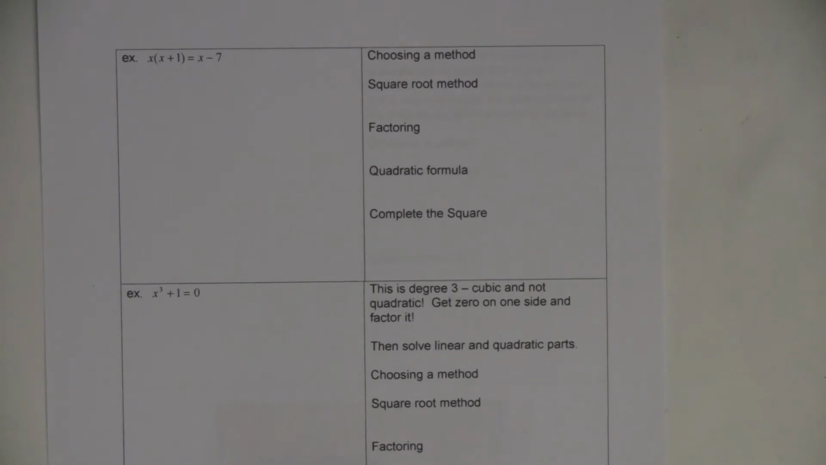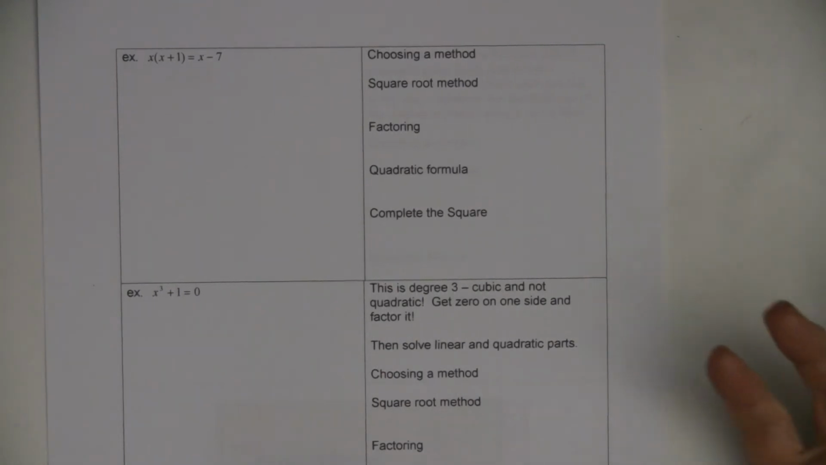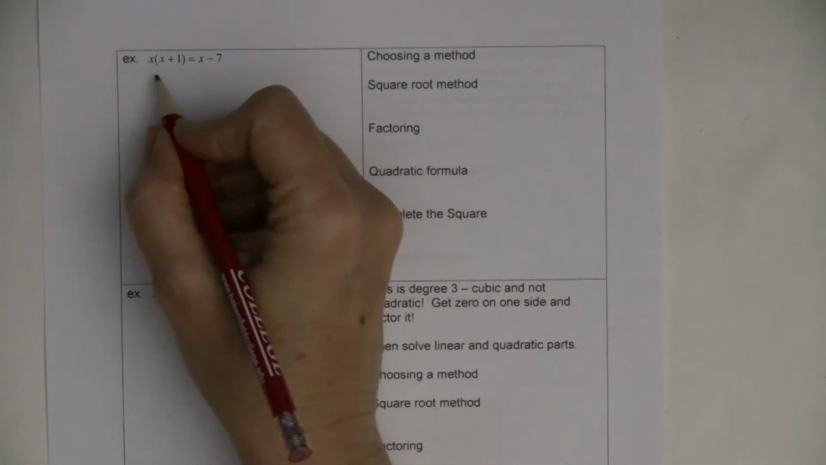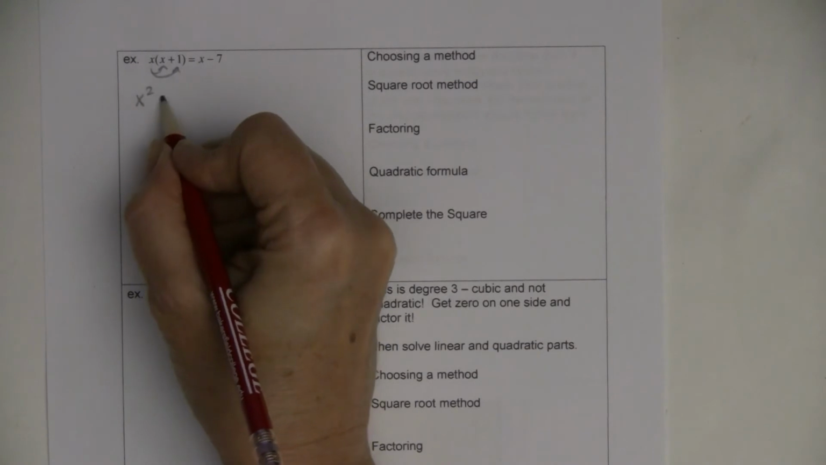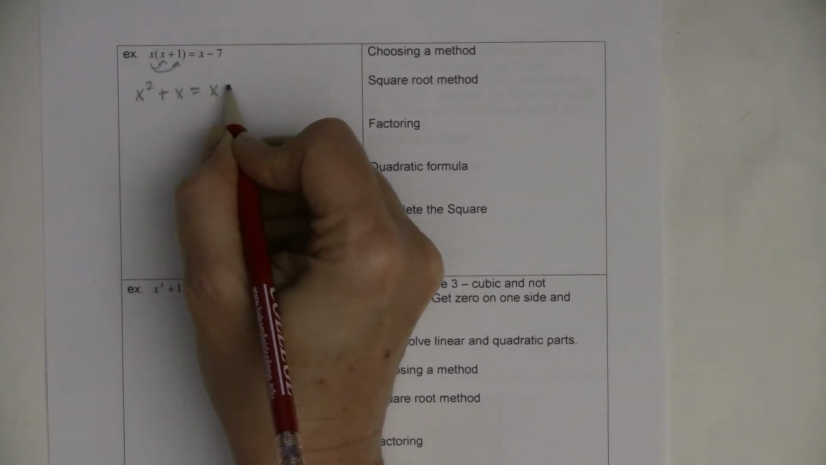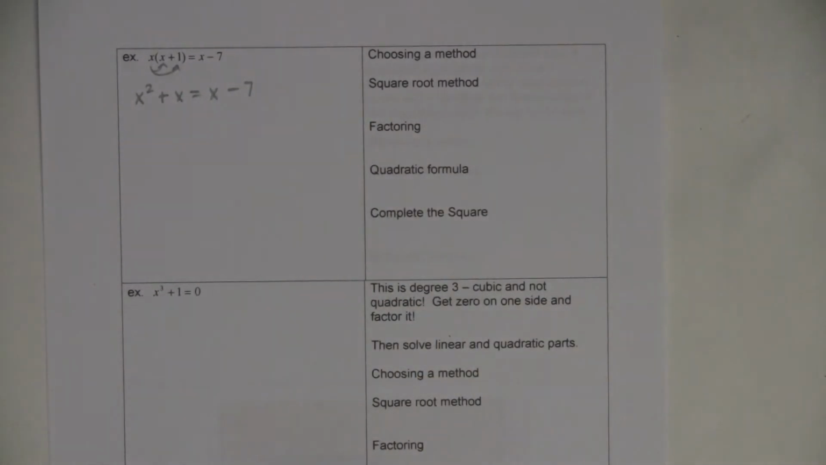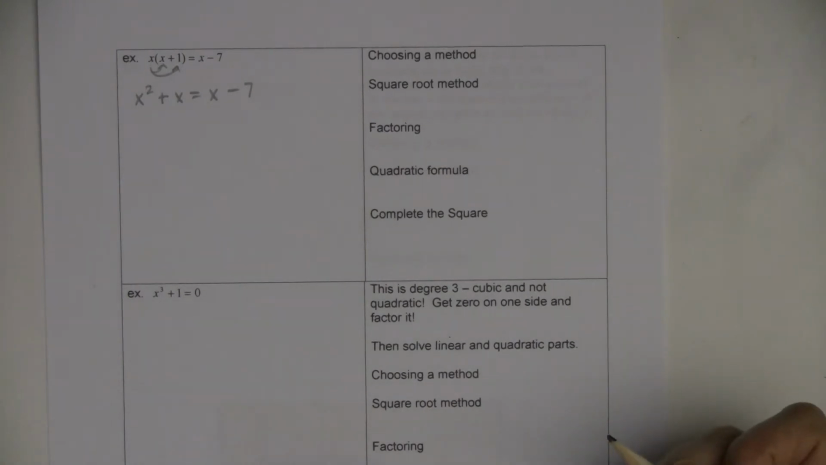Okay, choosing a method. So I look at that one and I don't know yet what method would be good to use. It's all still kind of half and a multiply. So let me multiply it together first. So this can be x squared plus x equals x minus 7. And it looks like it has a middle term.